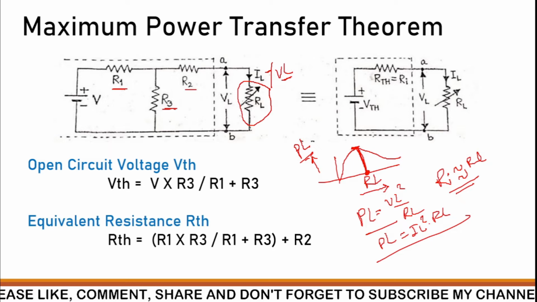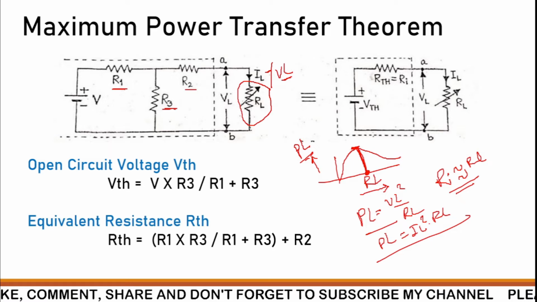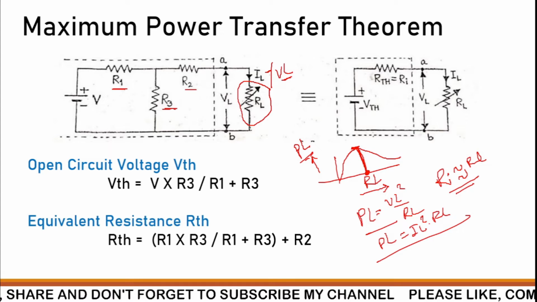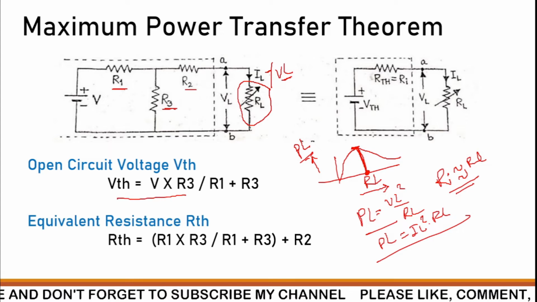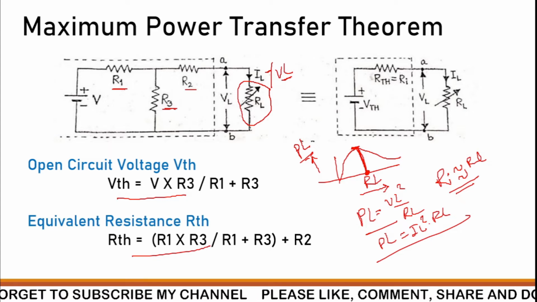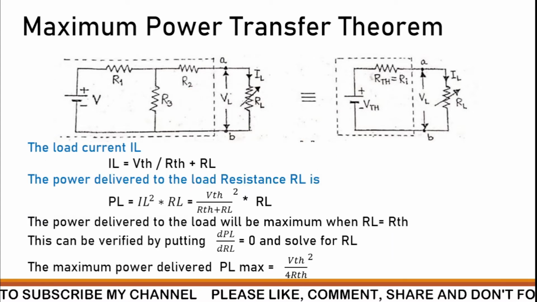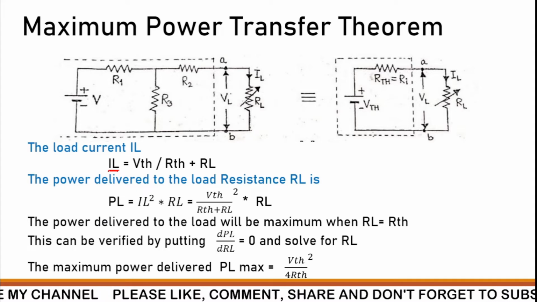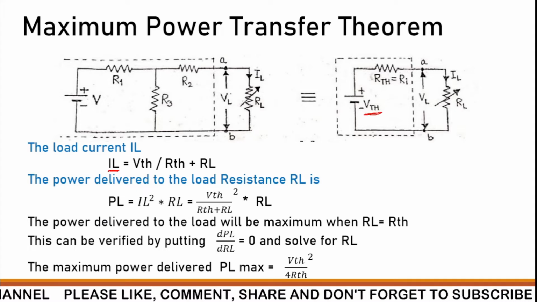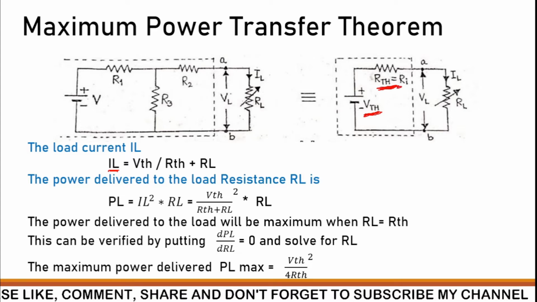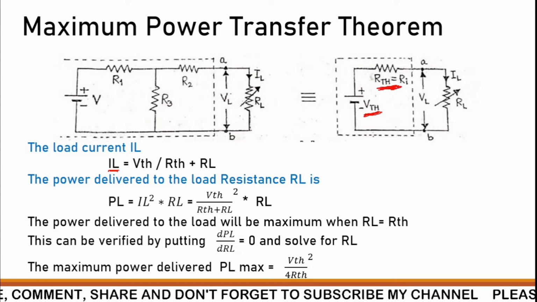The open circuit voltage VTH, as you can see in my previous video where we talked about Thevenin's theorem, the same circuit was there. We have calculated VTH, we have calculated RTH. So these are the formulas that I have directly taken from that particular experiment. You can see the load current IL, here this is the voltage source VTH, this is RTH, and that should be equal to RI, the internal resistance, for the maximum power transfer theorem.